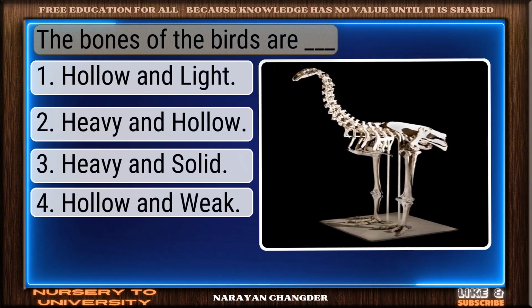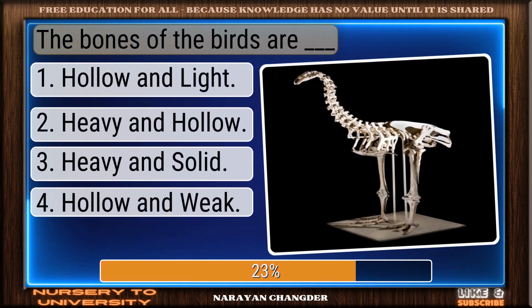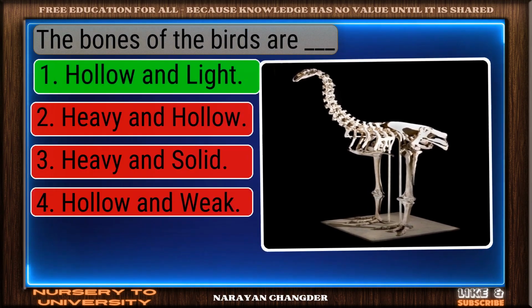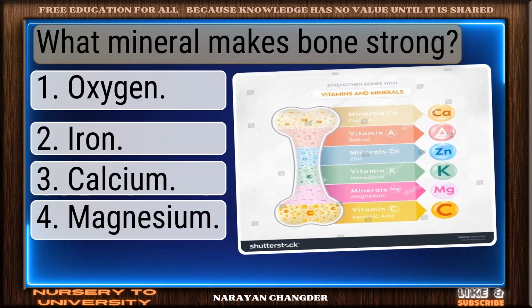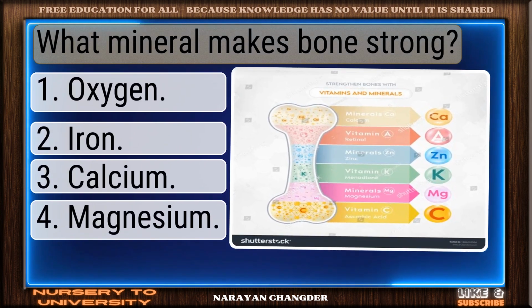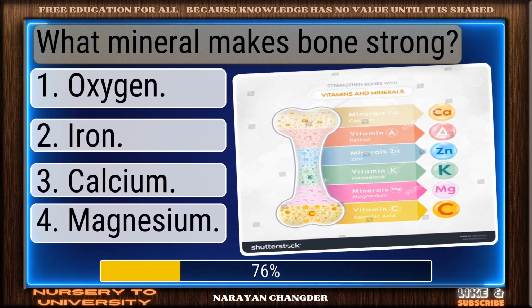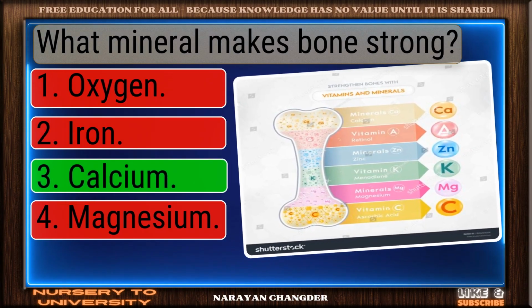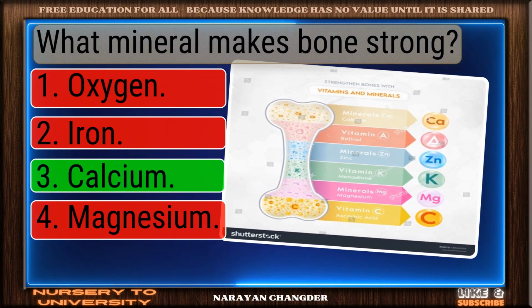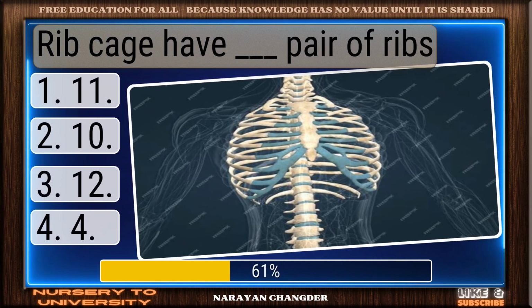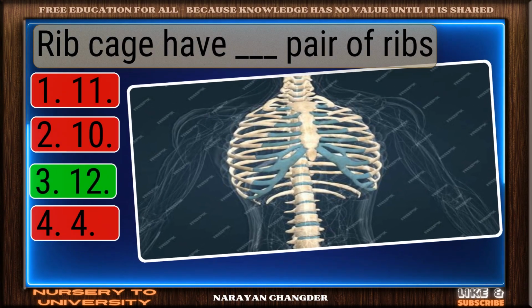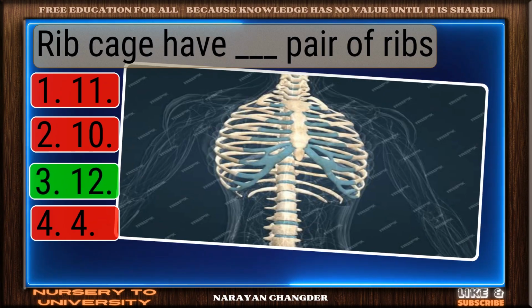The bones of the birds are dash. Smart pick. Hollow and light is the correct choice. What mineral makes bones strong? Exactly. Calcium makes sense and it is right choice. Rib cage have a dash pair of ribs. Nicely done. 12 is a solid answer.